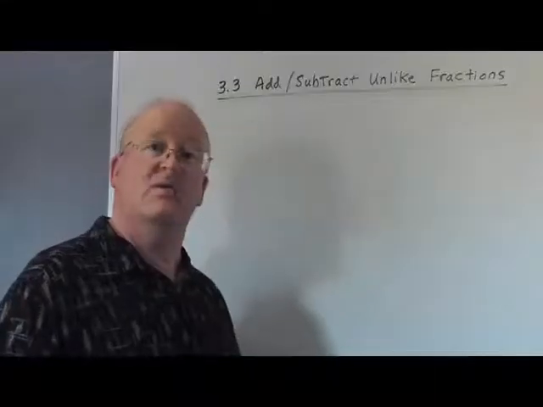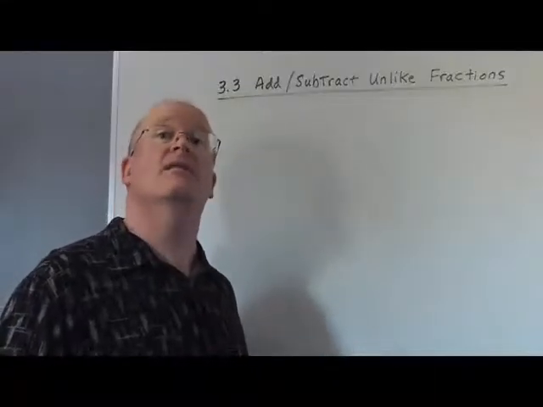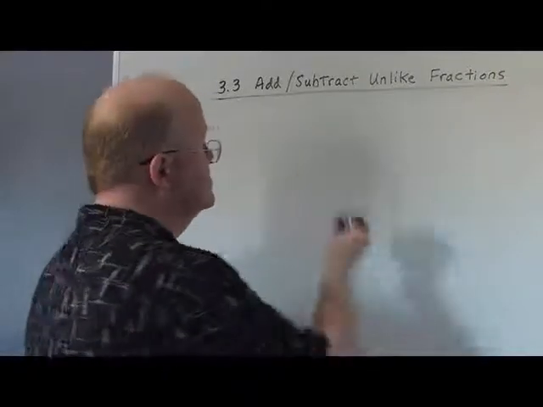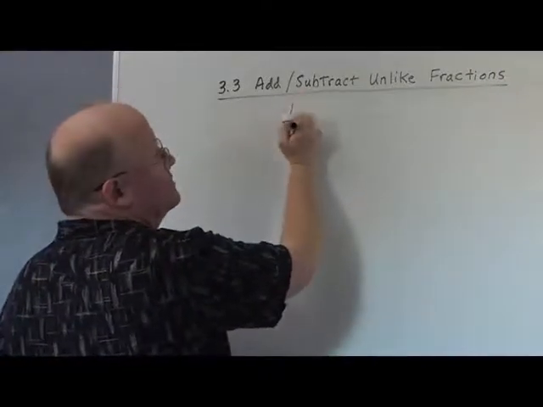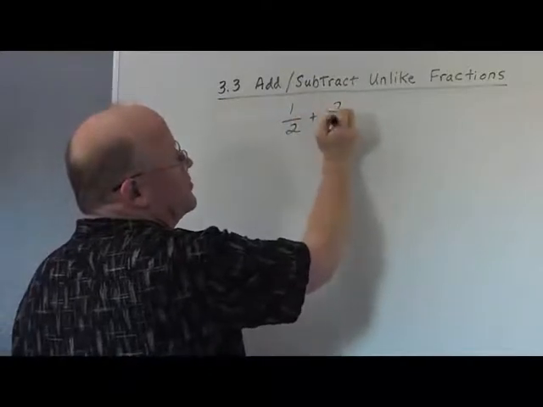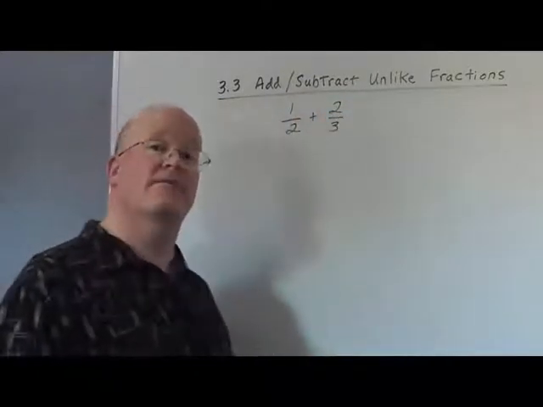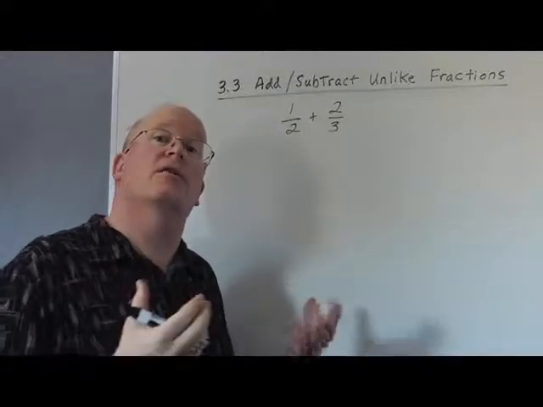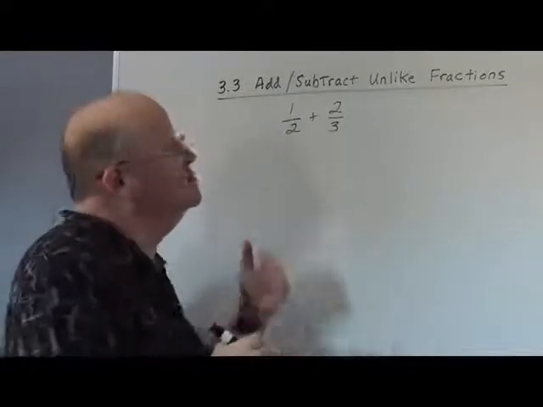In this section, we're going to be adding fractions that are unlike fractions. They do not have the same denominator. Let's start by adding 1/2 plus 2/3. In order to add fractions, you need to have a common denominator. You need to have what we call the least common denominator of these two fractions.